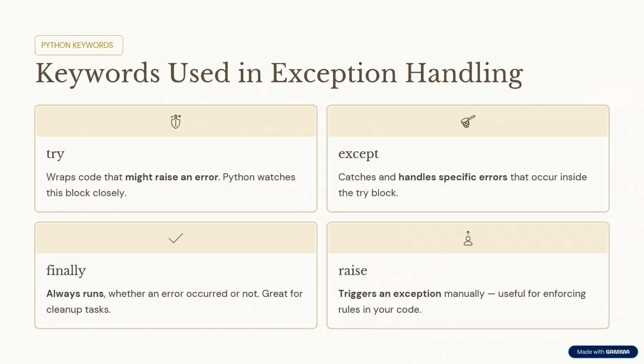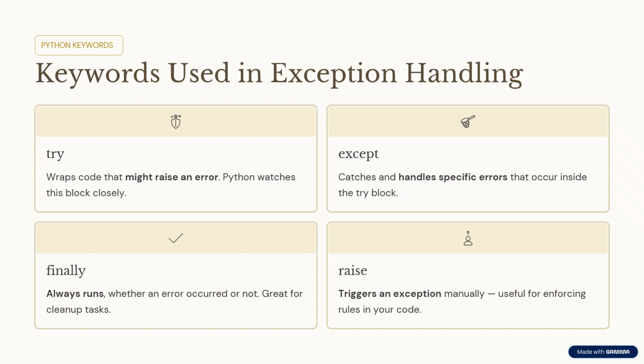And the fourth slide is keywords used in exception handling. The major keywords are try, except, finally, and raise. The try block contains the code that may produce an error. Python checks this block carefully. And the second one, except. If an error occurs inside the try block, the except block catches and handles the error.